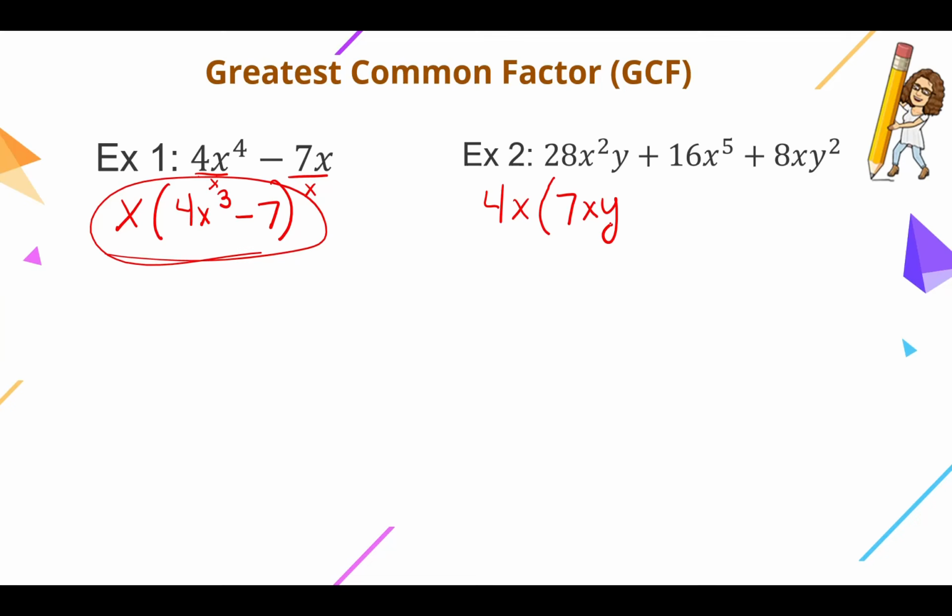So I will get 7xy plus 4x to the 4th plus 2y squared. Double check here. 4 times 7 is 28. X times x is x squared. Y 16, x to the 15th. Yep, there we go. Can't factor anything else out.